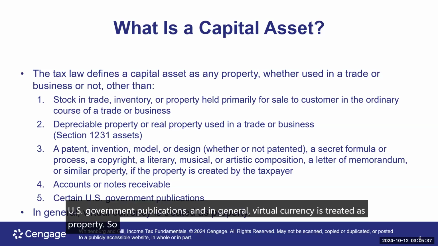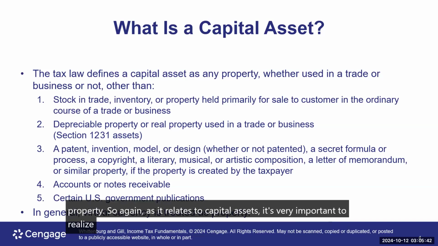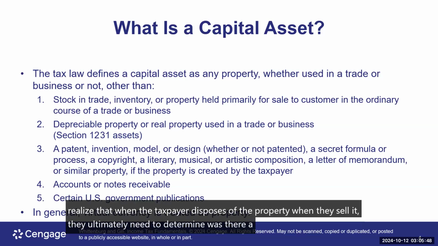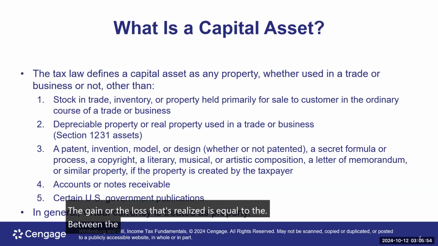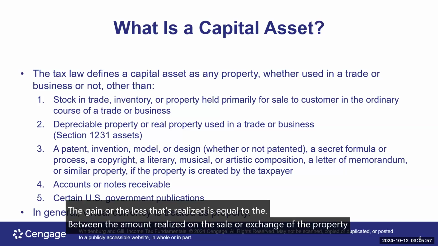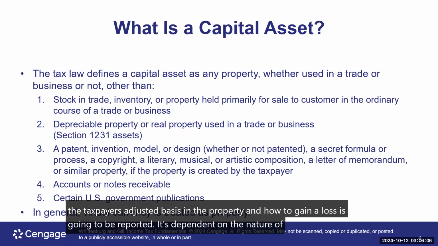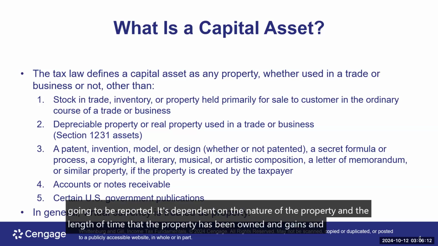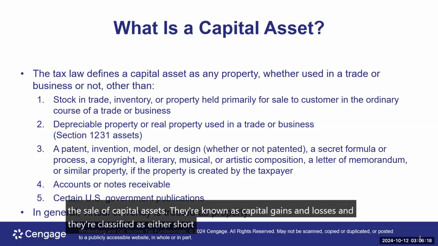So again, as it relates to capital assets, it's very important to realize that when the taxpayer disposes of the property, when they sell it, they ultimately need to determine, was there a gain or was there a loss? The gain or the loss that's realized is equal to the difference between the amount realized on the sale or exchange of the property and the taxpayer's adjusted basis in the property. And how the gain or loss is going to be reported is dependent on the nature of the property and the length of time that the property has been owned. And gains and losses on the sale of capital assets are known as capital gains and losses, and they're classified as either short-term or long-term.